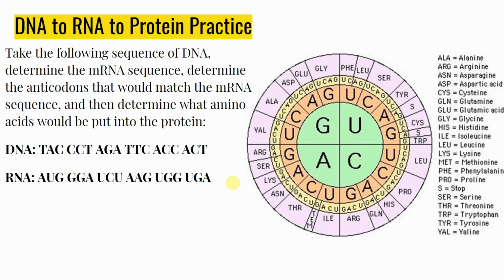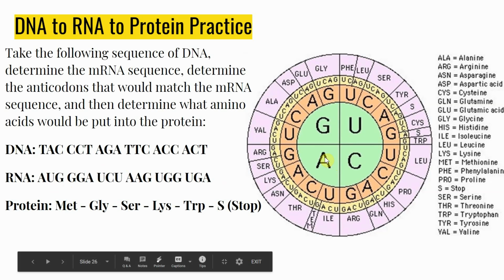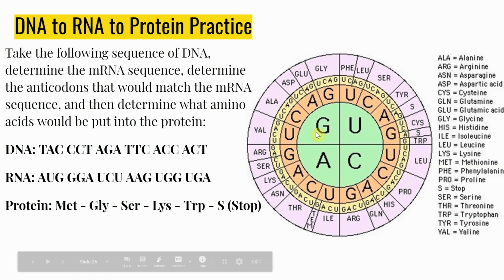Alrighty. So hopefully that didn't take you too long. Let's see how we did. As we just talked about, our first one should be AUG, which is methionine, MET. Our next one is GGA. So again, start at the middle, GGA, which is going to give us GLY, glycine. Our next codon is UCU. So we go UCU, and that's going to give us SER, which is serine.